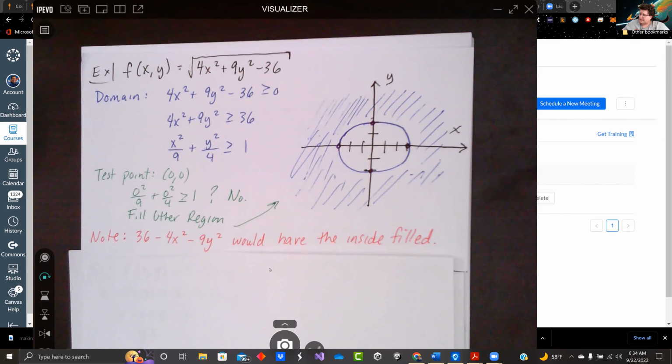Do note that if it had been the other way, where it was 36 minus the 4x squared and minus the 9y squared, like everything was the opposite sign, the fill would have been on the inside. Okay.